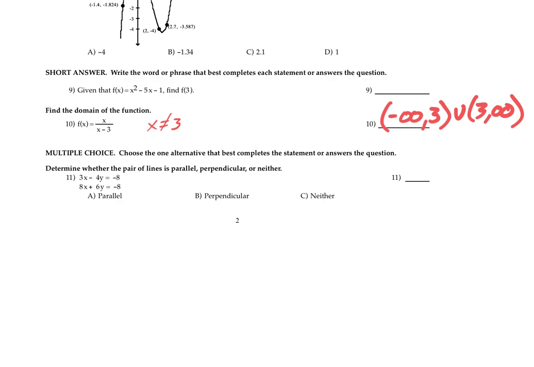We're saying all real numbers are applicable here except for 3. So we're going to go all the way up to 3, and all the way after 3, but we're not including 3. Remember that parentheses mean not including. Brackets mean we would include it. We'll look at another example later on.